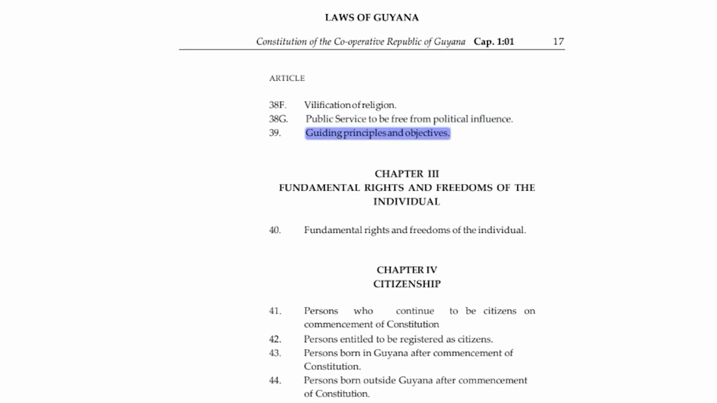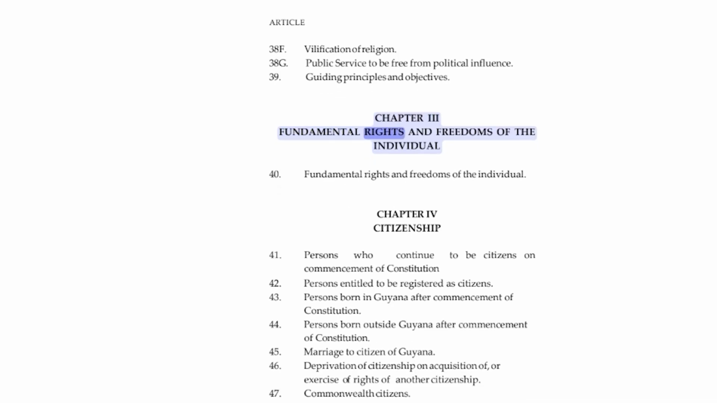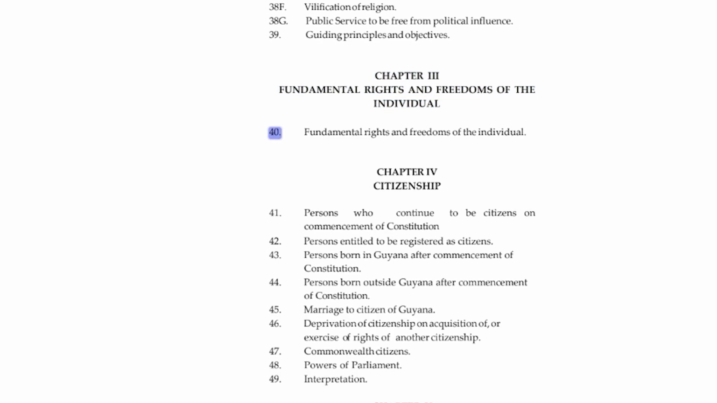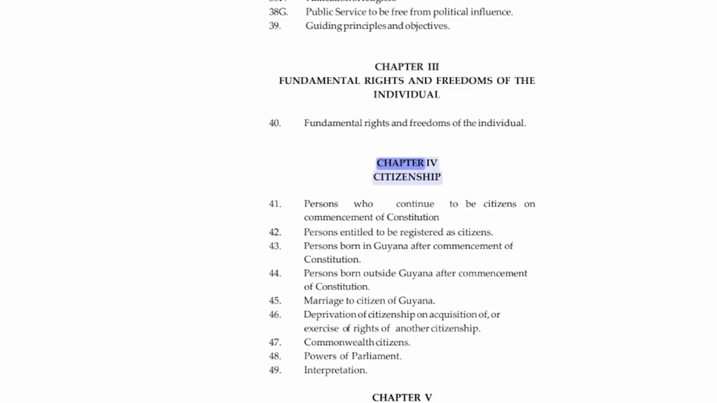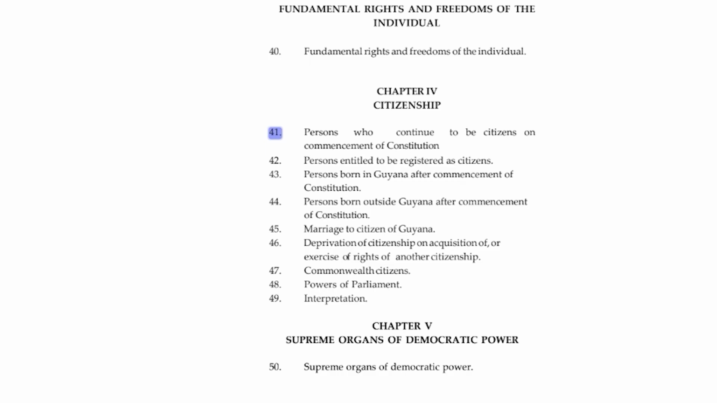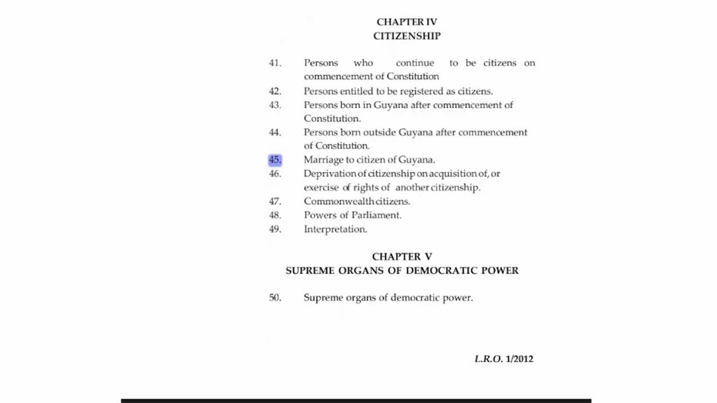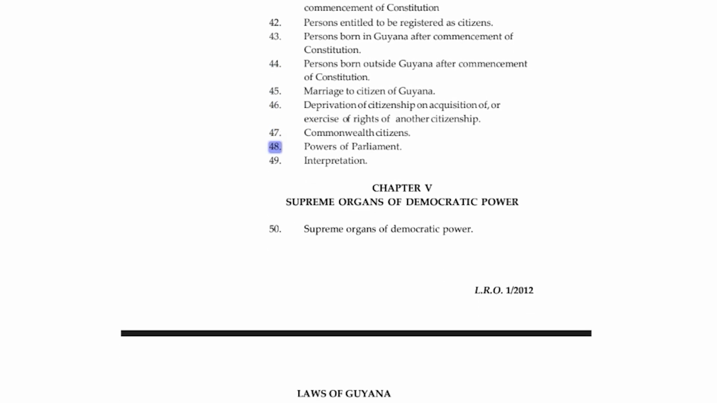Guiding principles and objectives. Chapter 3 Fundamental rights and freedoms of the individual. 40. Fundamental rights and freedoms of the individual. Chapter 4 Citizenship. 41, 42, 43, 44, 45, 46, 47, 48, 49.